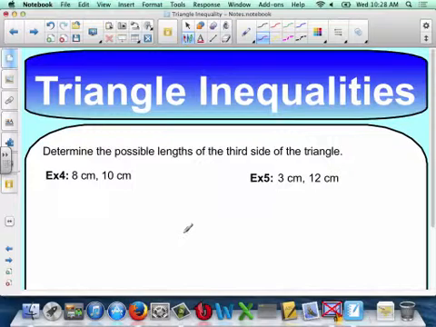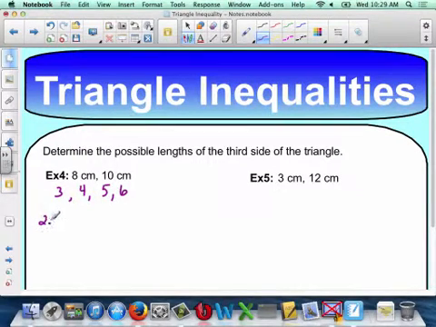Determine the possible lengths of a triangle. So if I got a triangle that has sides 8 and 10, what are some of the options that I could have for my third side? Ivan? No, not 19. 3 would work? Okay, good. What else would work? 4, 5, 6. Yeah. Any number between 3 and 9.